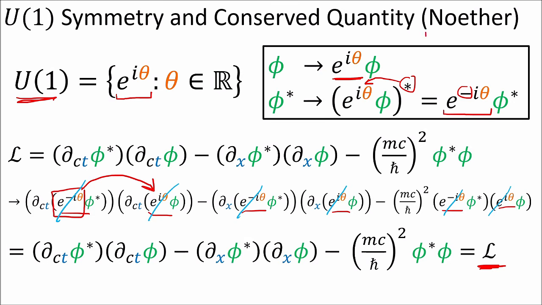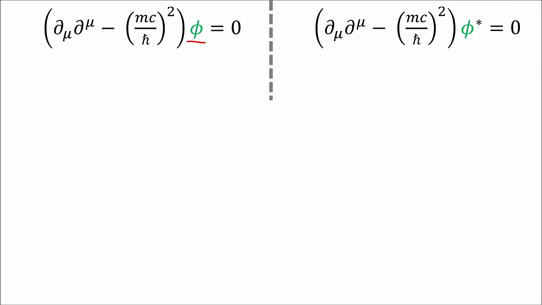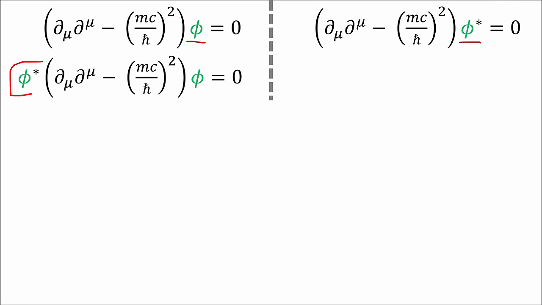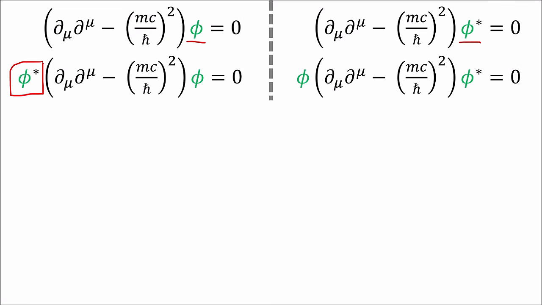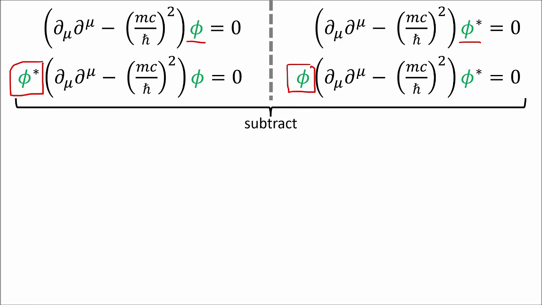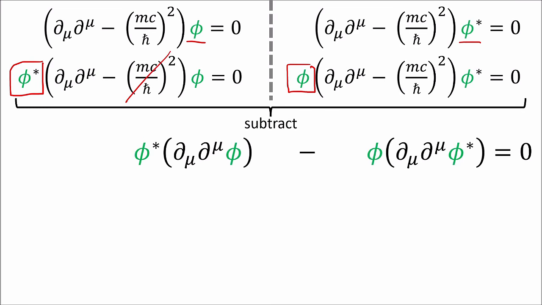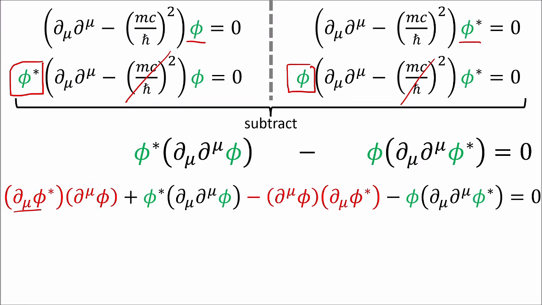Now, a theorem called Noether's theorem tells us that every continuous symmetry in a Lagrangian will always result in a conserved quantity. We can see this conserved quantity if we look at the Klein-Gordon equations for phi and phi star. We'll multiply the phi equation on the left by phi star, and multiply the phi star equation on the left by phi. Now let's subtract the equations, which will cancel the mass terms but leave the derivative terms. Now I'll add and subtract this term with derivatives of phi and phi star.